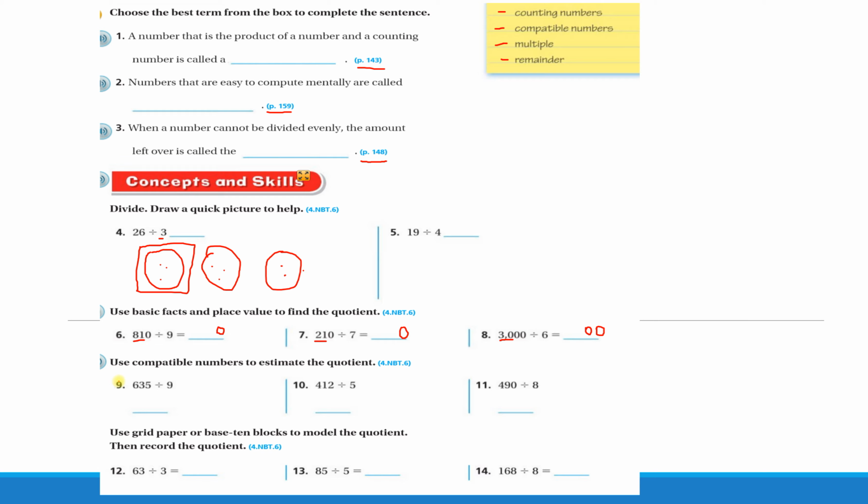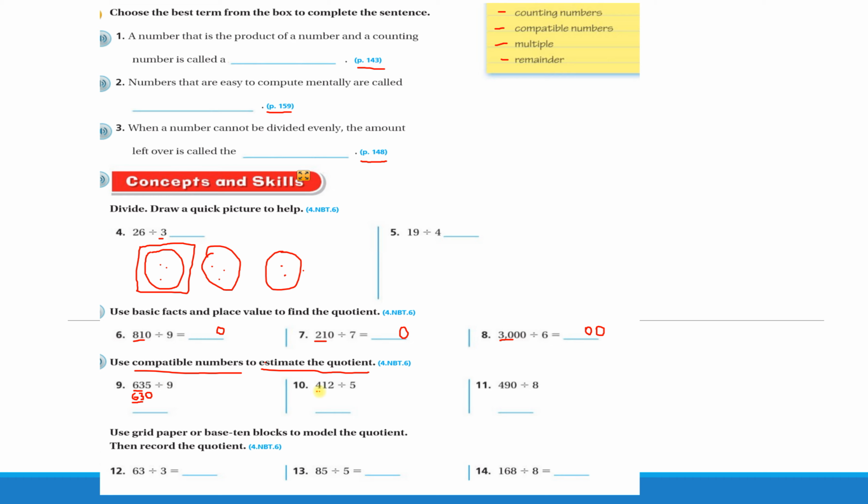Okay, number 9, 10, and 11, use compatible numbers to estimate. So these aren't going to be exact answers. So again, we look at the first 2 numbers and you ask yourself, okay, well, will 9 go into it evenly? That's really close to 63. And in that case, you'd leave it at 63. You'd just drop off the 5. So you'd make this 630 because 9 goes into that 63 nice and evenly.